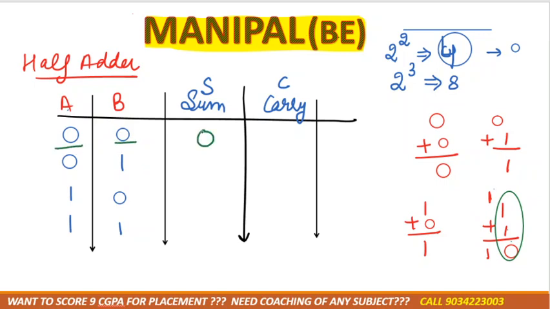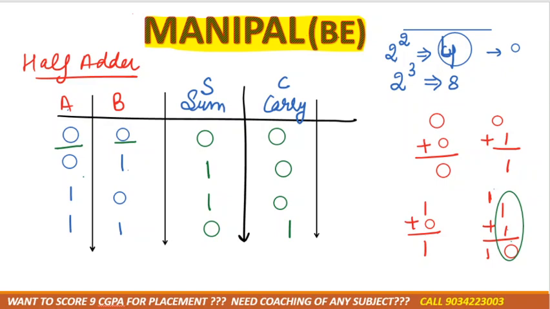So we'll do the same thing. 0 plus 0 is 0, carry is 0. 0 plus 1 is 1, carry is 0. Right? Again 1 plus 0 is 1, carry is 0. 1 plus 1 is 0, carry is 1. Got it? Now tell me if there is any doubt up to here.